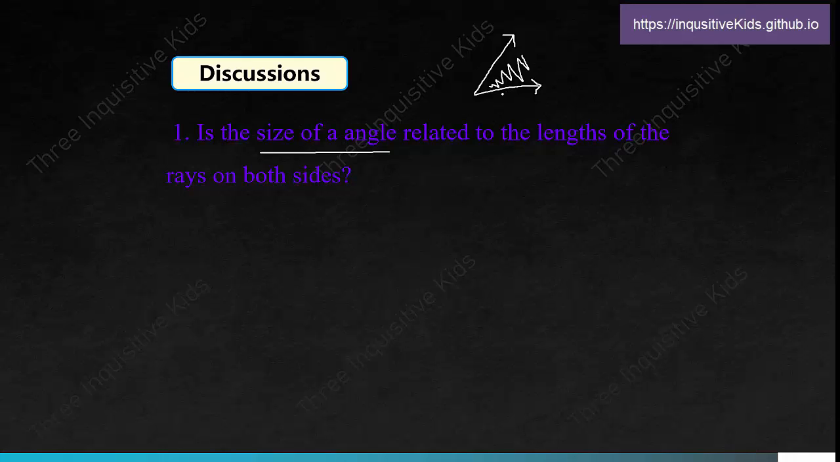Because a ray extends on forever in one direction and never stops. But it doesn't matter because it's a ray. A ray keeps going on forever and you can't stop it. So, no. The size of an angle is not related to the length of the rays on both sides.